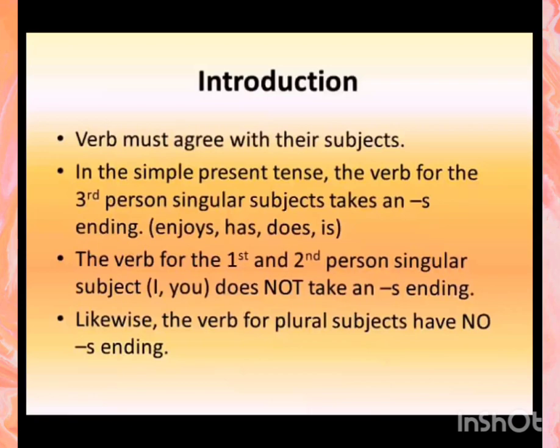Now let us go through a brief introduction of the topic. Dear students, before we actually start, we must know that a verb must agree with its subject. In the simple present tense, the verb for the third person singular subject takes an S ending: enjoys, has, does, is. The verb for the first and second person singular subject, I or you, does not take an S ending. Likewise, the verb for plural subjects has no S ending.